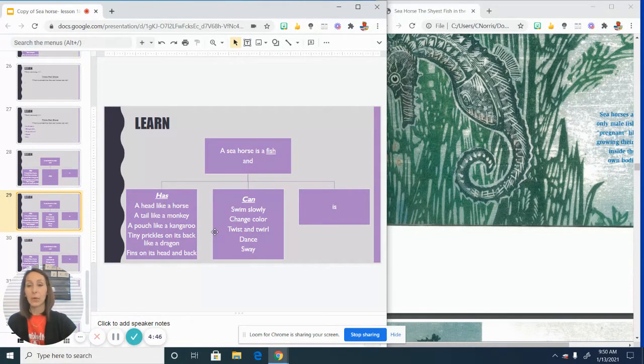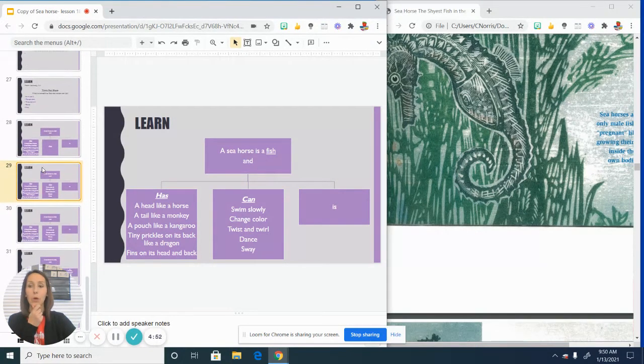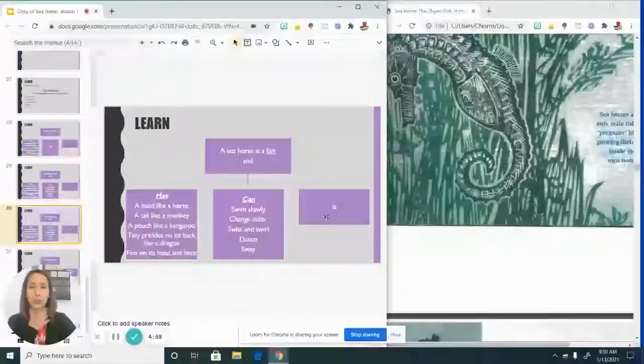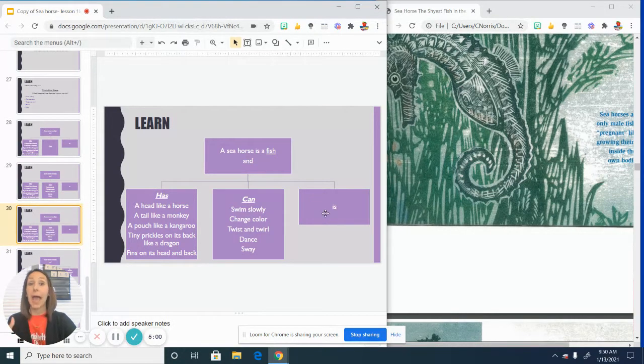Now let's think about, we know a seahorse is a fish, but what are some other things that we also know about what a seahorse is? Thinking about some of the things that they do and how they act. And even thinking about the title of the book, it tells us they're the shyest fish in the sea.